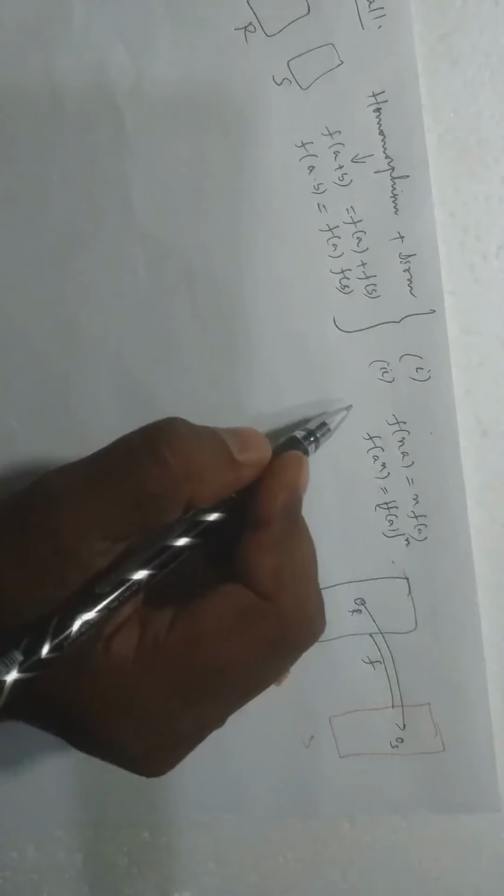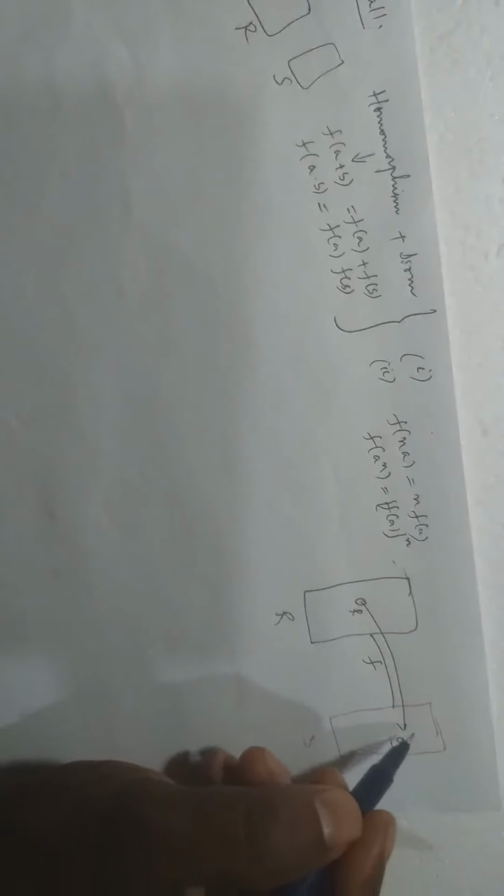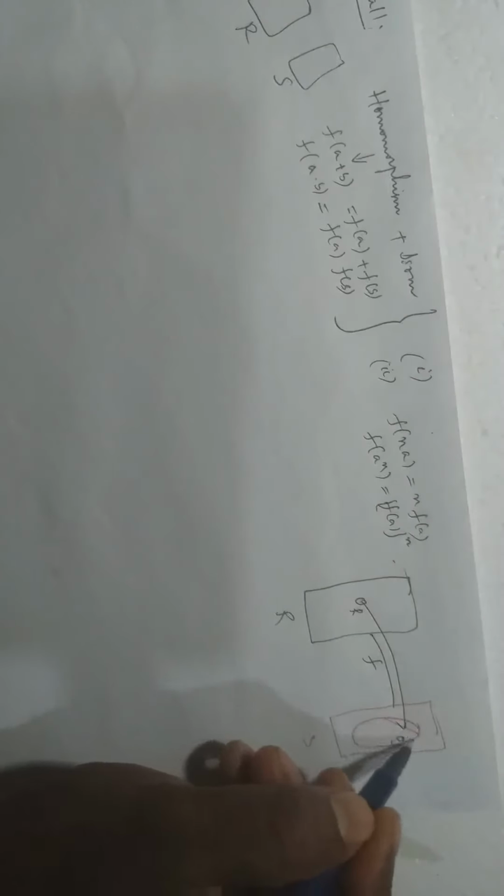Then the second point is f of n times a is n times f of a, and f of a power n is f of a whole power n. Then the homomorphic image, that is the sense, if I say this much portion I had covered through that map, then this will be a subring of S, which I denote by f of R. If f is onto, it will cover every element, then f of R is nothing but S.